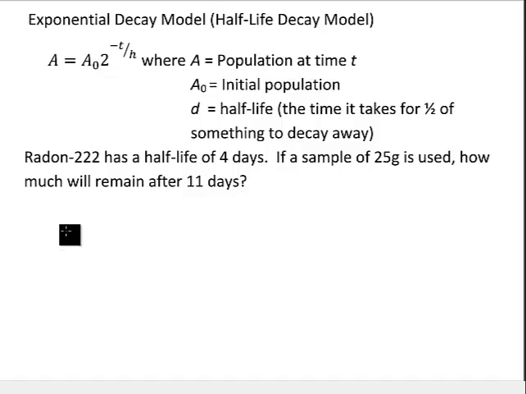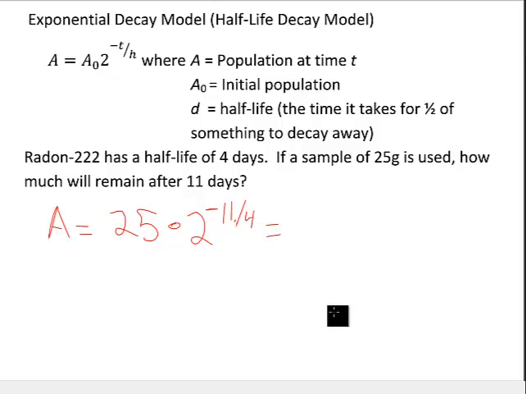So here we have radon 222 has a half-life of 4 days. If a sample of 25 grams is used initially, how much will remain after 11 days? So again, sort of a matter of plugging and chugging. We have 25 grams times 2 to the negative t divided by the half-life. Oops, I'm sorry, that's not true. You're probably all yelling at me right there from the other side of the internet, and that's just fine. t is actually 11 divided by 4.